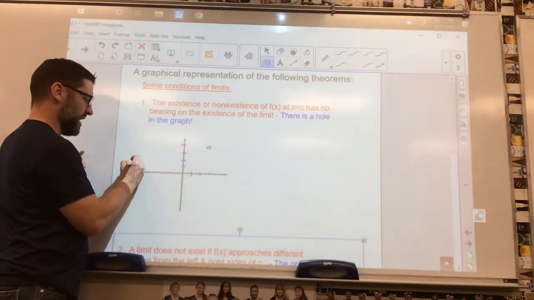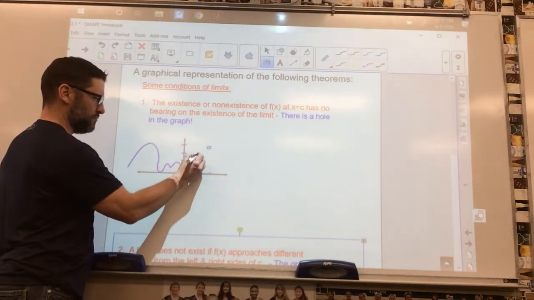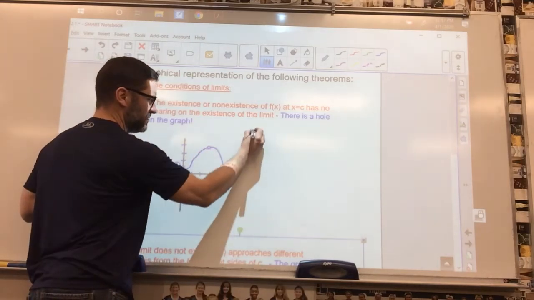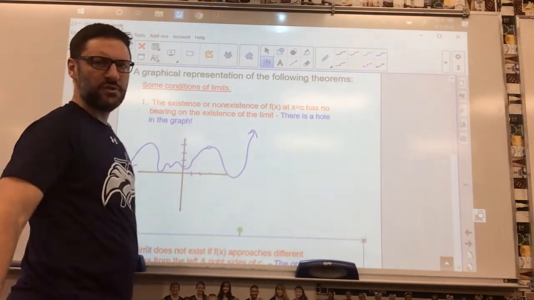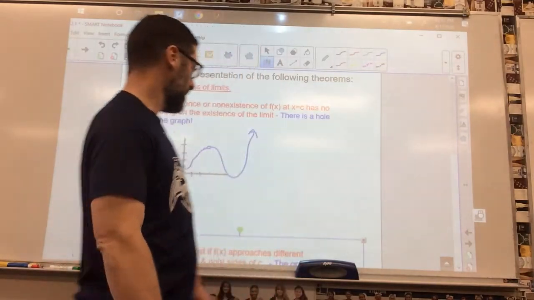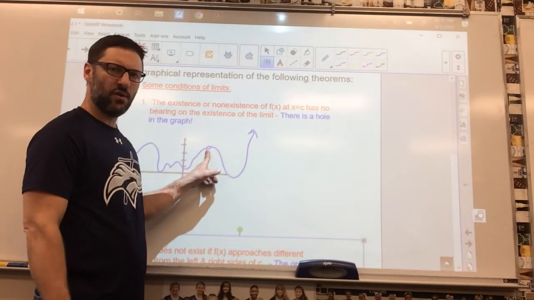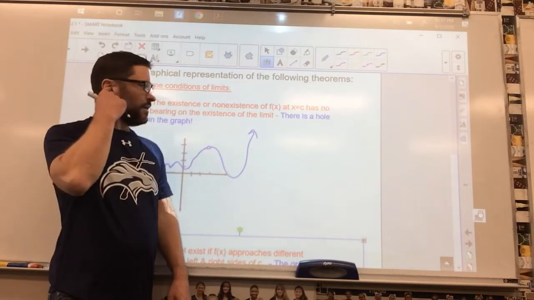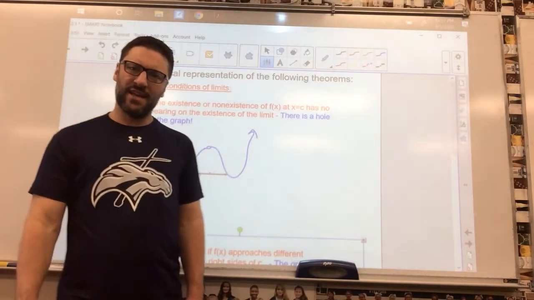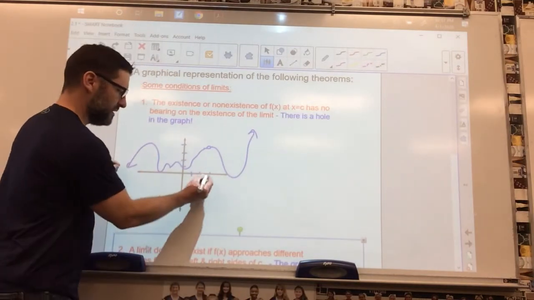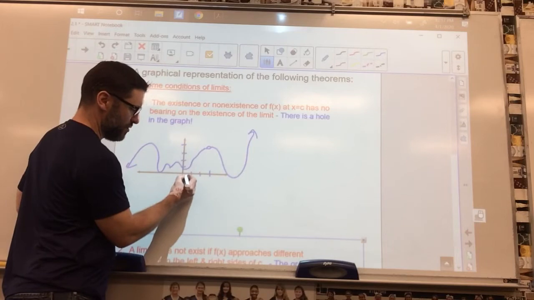So maybe this graph does some random thing, it doesn't matter, goes to there, and then out the back side it kind of goes like that. And I 100% made that graph up. Okay? But there's a hole in the graph. Somehow, some way, this graph has a hole right here. That does not mean that there's not a limit. It just means at that value, you get nothing. And it's this easy. So I'm going to go over to 3.